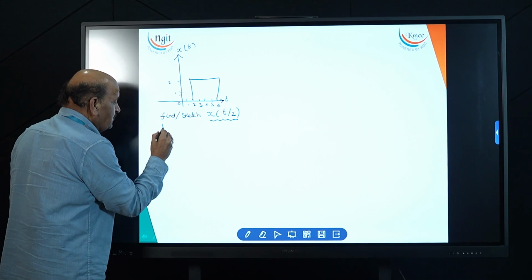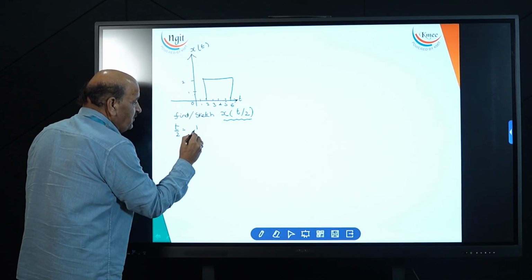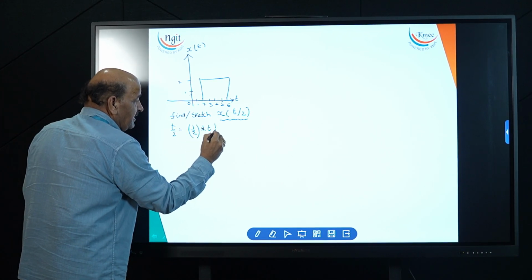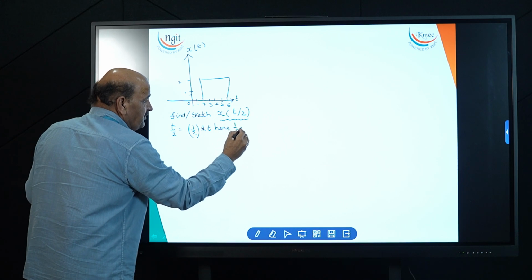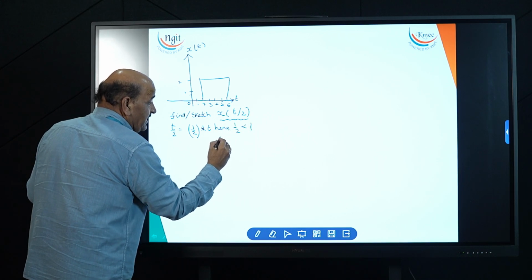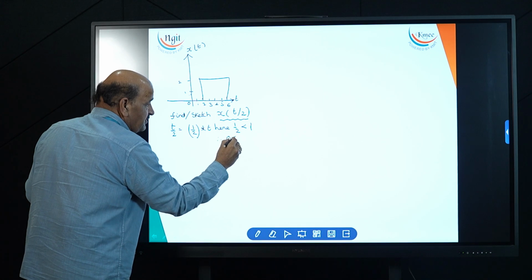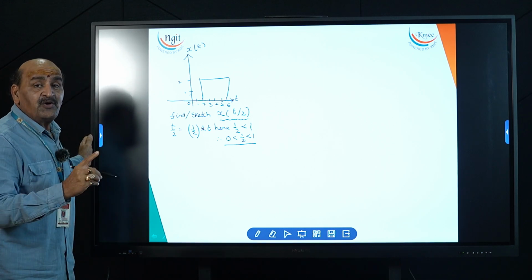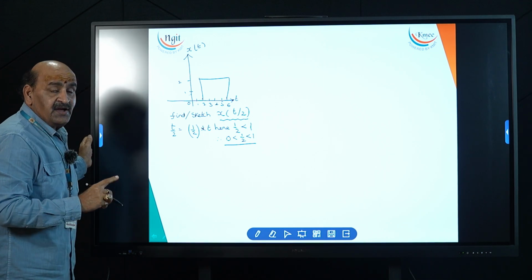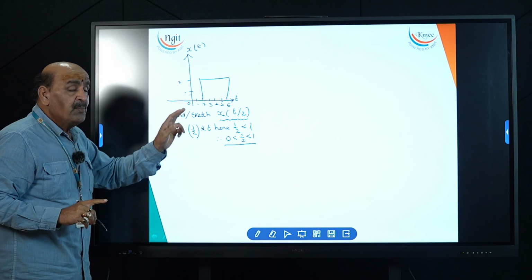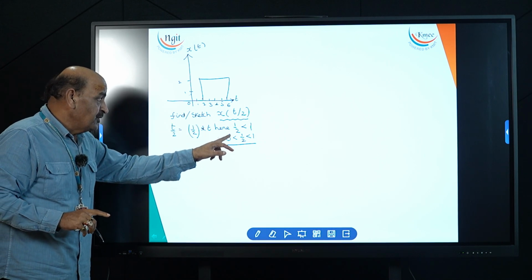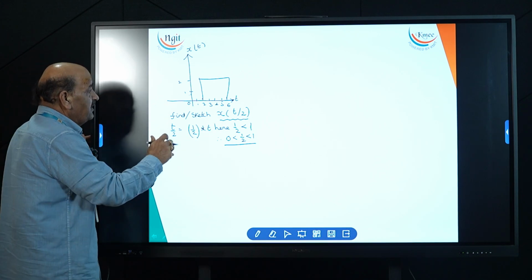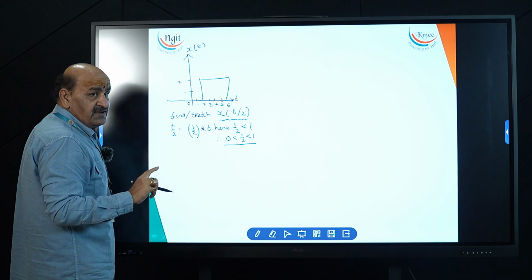In x of t by 2, this is t by 2. t by 2 means what? Half multiplied by t. Here half is always less than 1 but greater than 0. Therefore this is 0 less than 1 by 2 less than 1. So this is the condition we have to apply here. Wherever and whenever the given multiplier is greater than 0 but less than 1, then the signal will be expanded.